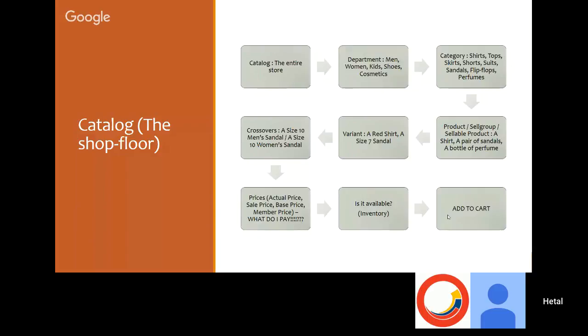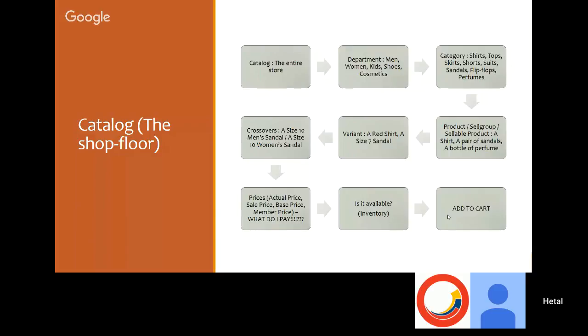In the commerce world, you will hear this word a lot. When you buy a shirt, in e-commerce terminology it's a product or a sell group or a sellable product or a sellable item. Words could be unlimited, but it is mainly something that the user can finally purchase. A user will not purchase an entire category. What a user purchases is a product or sell group or sellable product. It could be a shirt, a pair of sandals, a bottle of perfume, a bottle of wine.